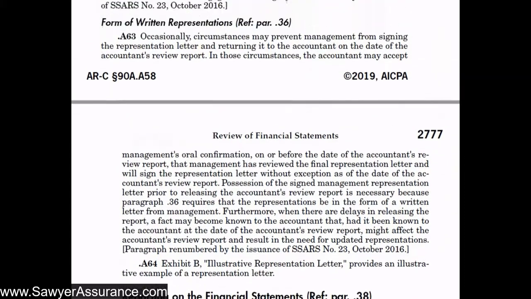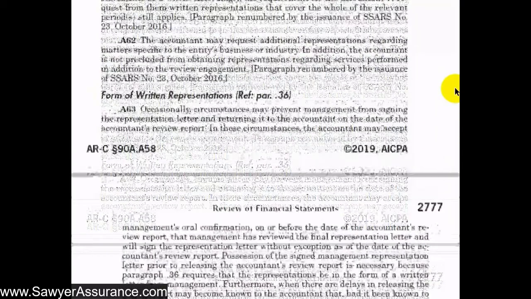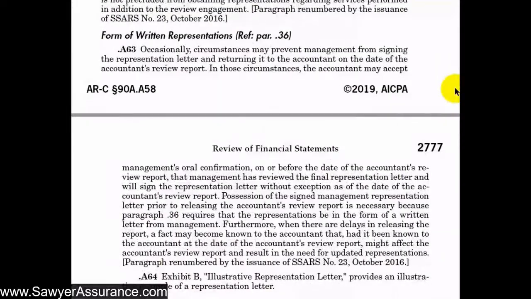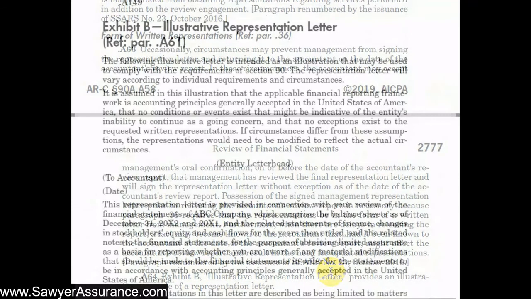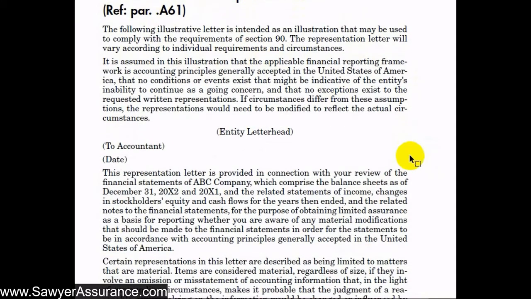All right, now in Exhibit B, we have an illustrative representation letter that provides an example of what a representation letter looks like and how we include all of the representations that we just discussed. So let's go down to Exhibit B and take a look at that. Okay, so here we have Exhibit B, an illustrative representation letter. This letter will certainly vary according to individual requirements and circumstances, and it assumes that GAAP is the financial reporting framework.